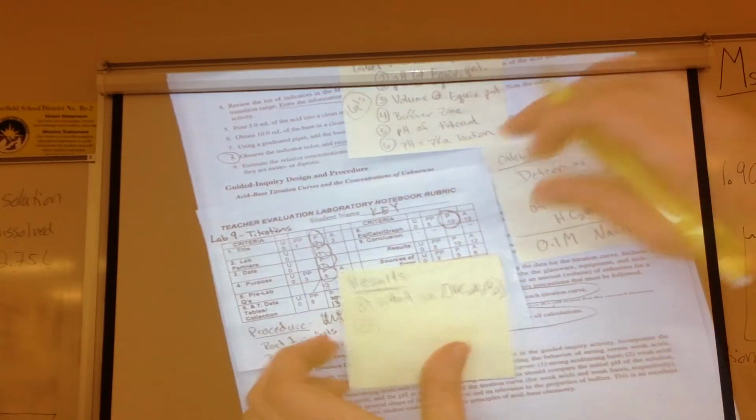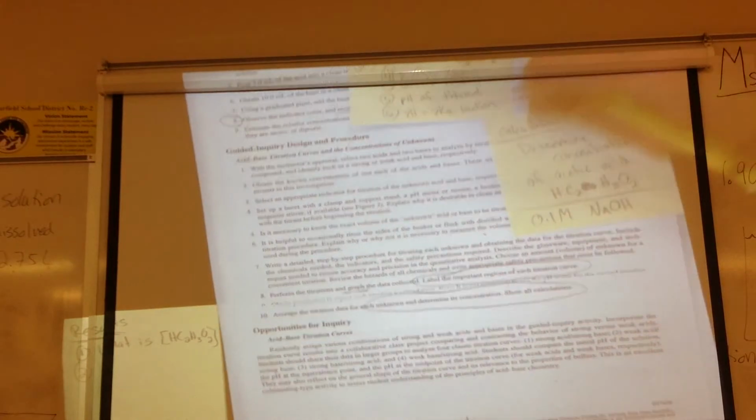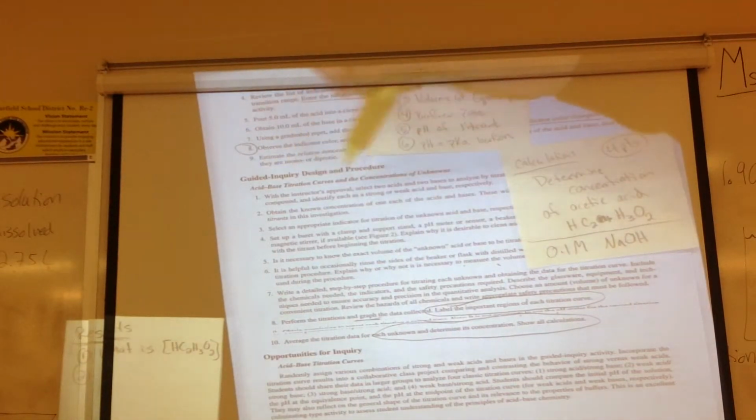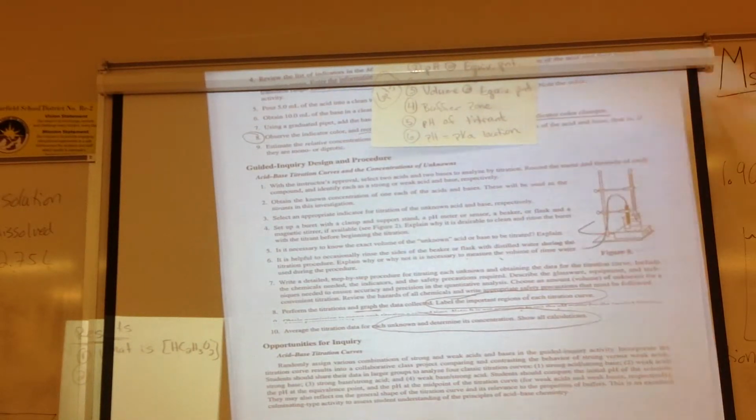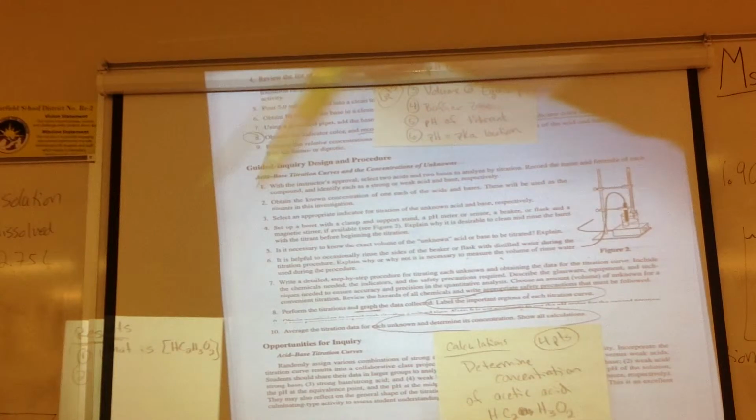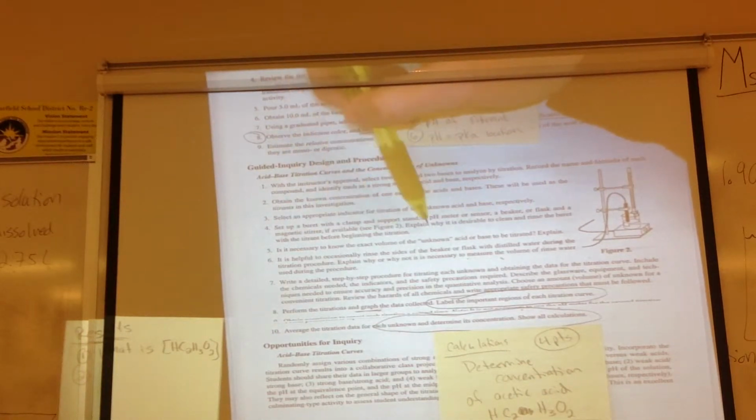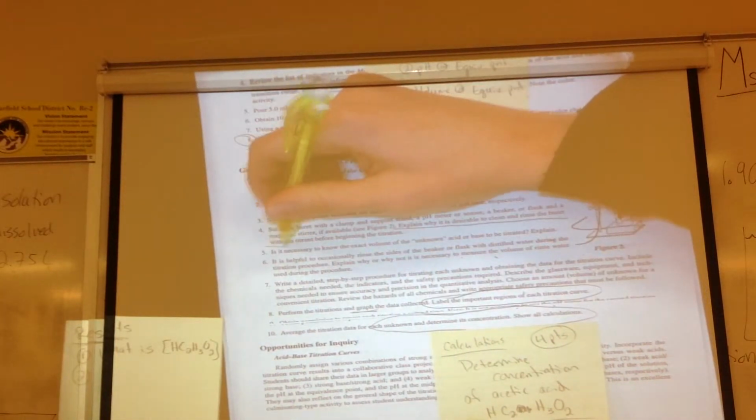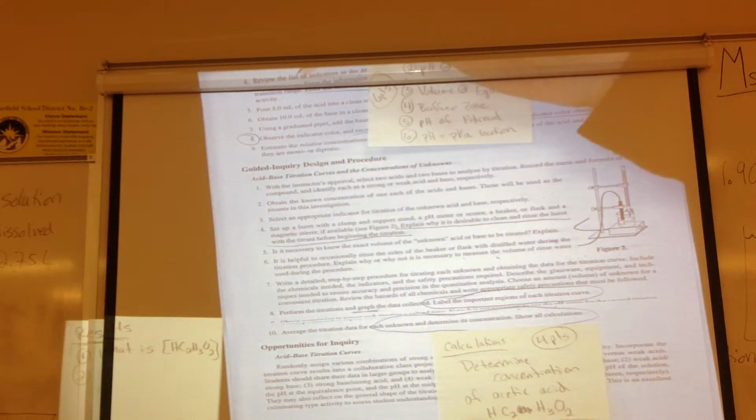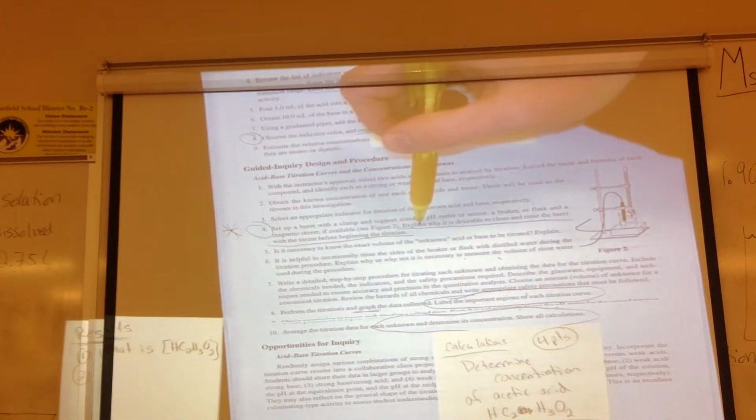Then, flip back to your lab. I'm on page 4 in the guided inquiry design and procedure part. Step 4, set up a burette with clamp, support stand, pH meter, beaker, flask, etc. Explain why it is desirable to clean and rinse the burette with the titrant before beginning the titration. I'm looking for that one. I would like you to give me an answer to that in your conclusion section.